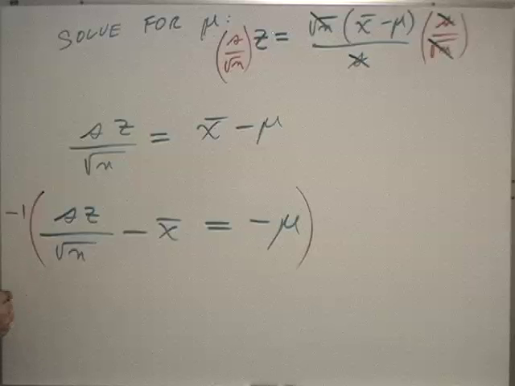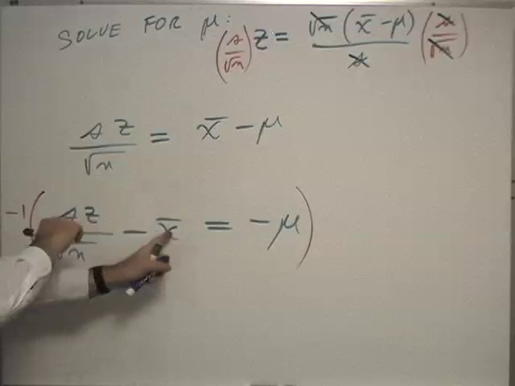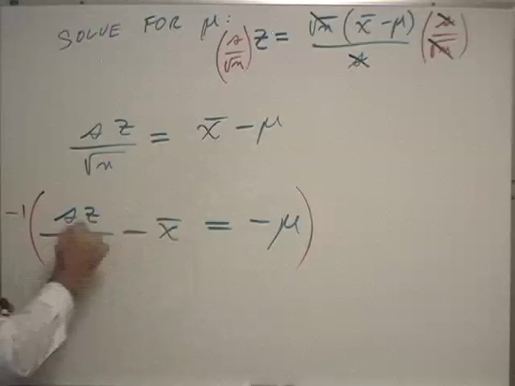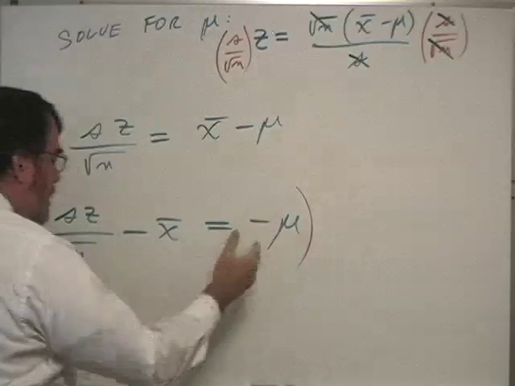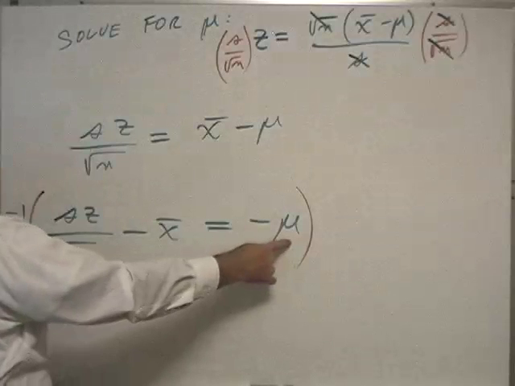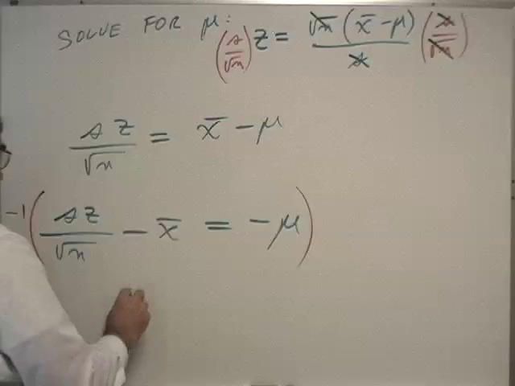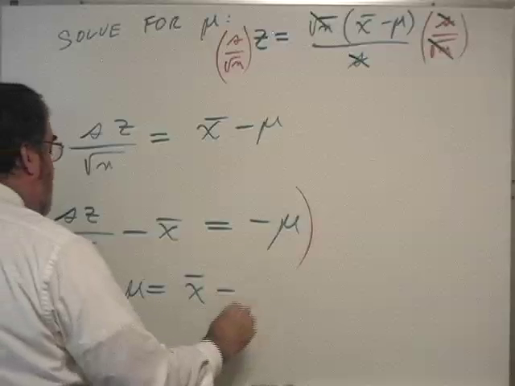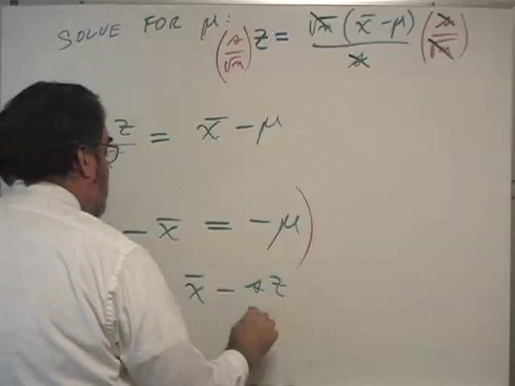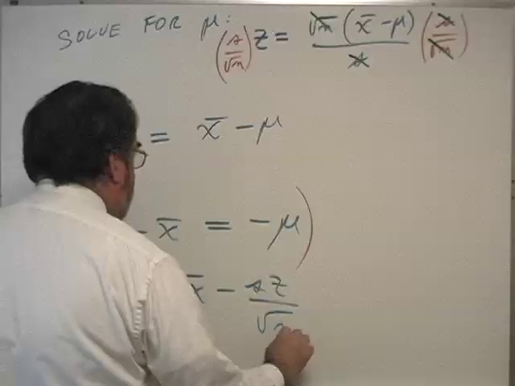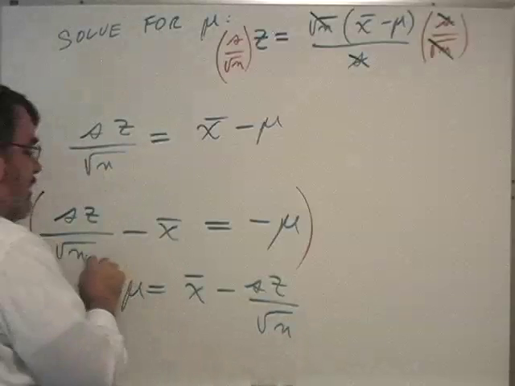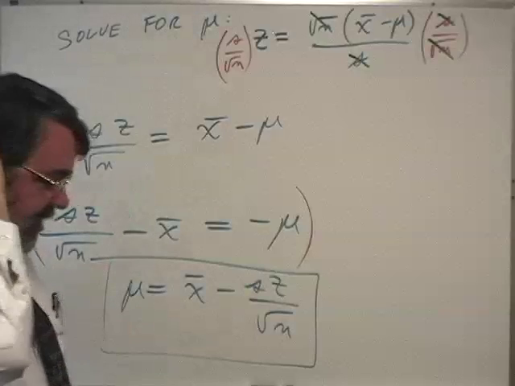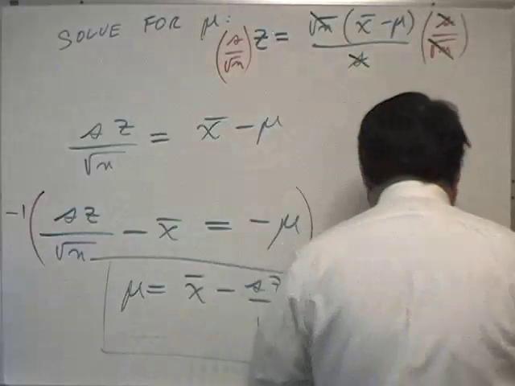Well, that has the effect of reversing the subtraction, because this becomes negative, this term becomes positive, and that becomes positive. So here I've got positive mu equals, and I'll reverse these, x bar minus sz divided by the square root of n. Alright, so there's our answer.